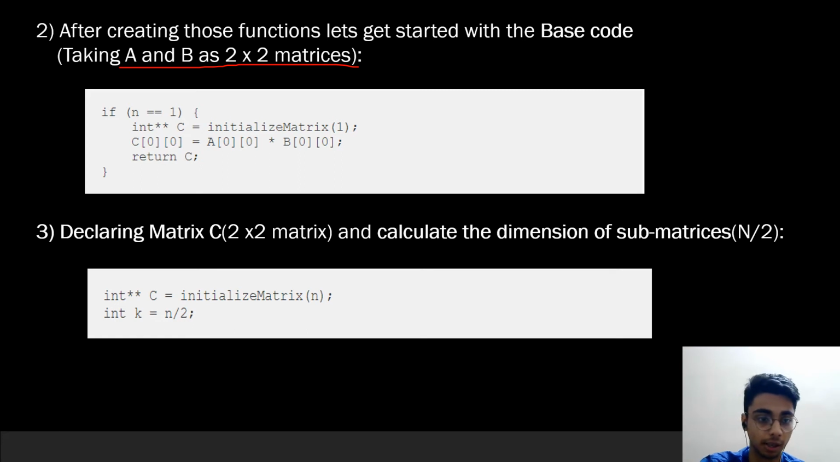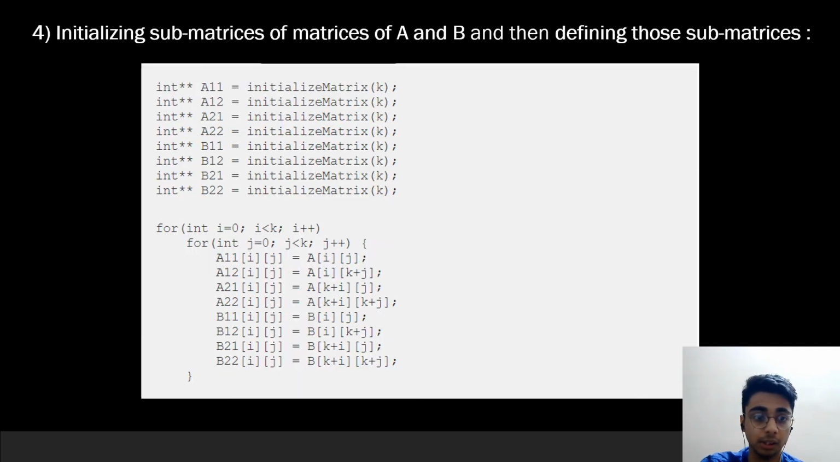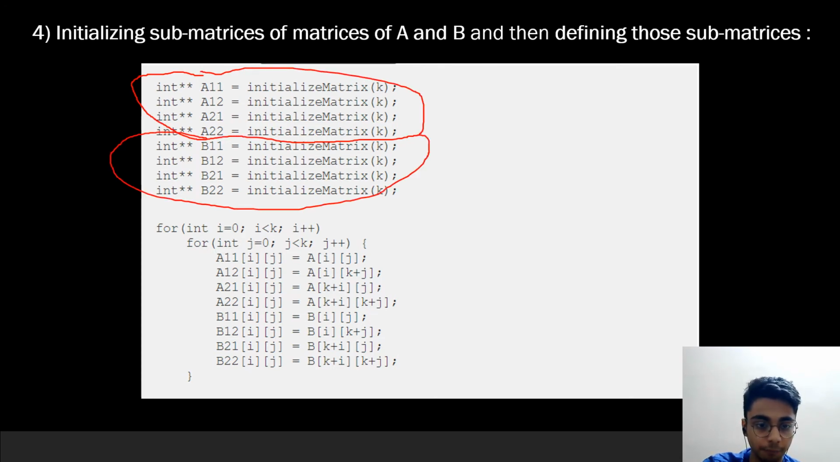Please note those importantly. So we take this and we declare C also. As we declared A and B, now we declared C. Very easy. Now initializing the submatrices of A and B and then defining those. So this is basically the submatrix of A. This is the submatrix of B, and now they are being initialized after the definition.